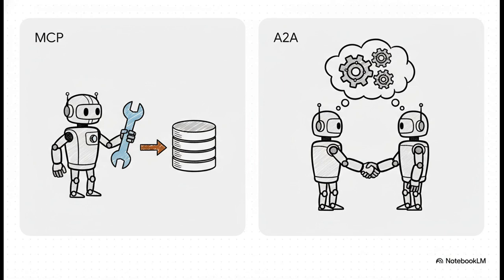Now, to really get what A2A is all about, we've got to compare it to another important protocol, the Model Context Protocol, or MCP. Think of MCP as the language an agent uses when it needs to use a tool, like calling a weather API. It's a straightforward command, get me the weather. But A2A? That's different. A2A is for when an agent needs to partner with another agent. It's for having a real back-and-forth conversation to get something complex done.